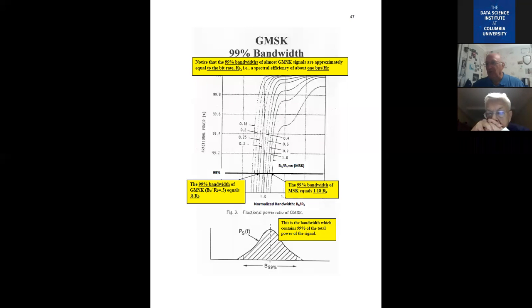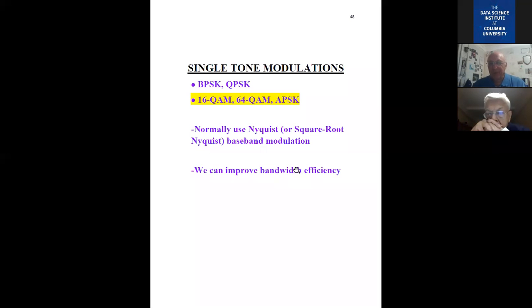And I can use a continuous phase modulation, constant envelope, nonlinear power amplifier, efficient use of the battery. Single tone modulation, except what about BPSK, QPSK, even go up to 16 or 64 QAM. Normally what we'd use for these would be Nyquist signals or square root Nyquist signals, and they get very good bandwidth efficiencies, but it turns out we can even improve that.